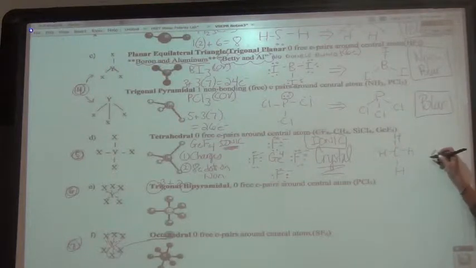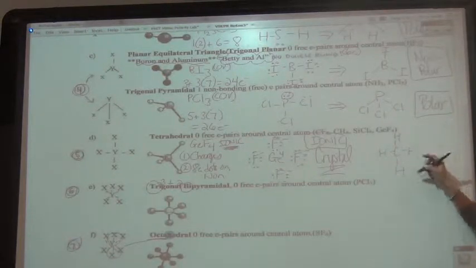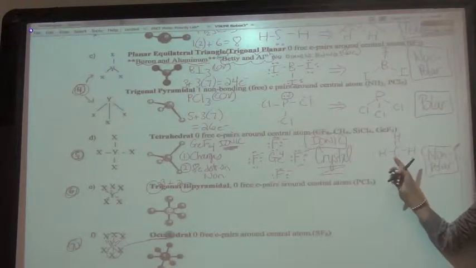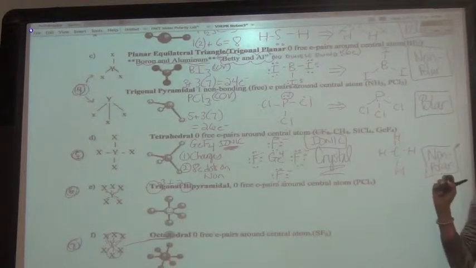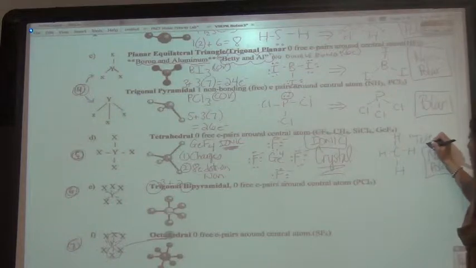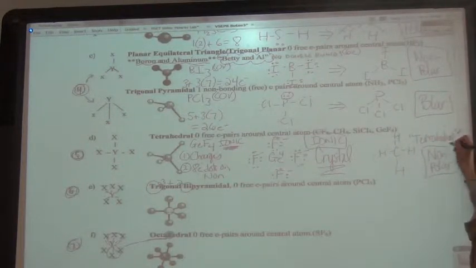So on this one, we would actually call this one non-polar because everything is equal going around it. But it is a polar bond again. Each one of these bonds is greater than 0 and less than 1.8. So this is what we would call the tetrahedral shape. Okay? That's what we would call the tetrahedral. All right, last 2.